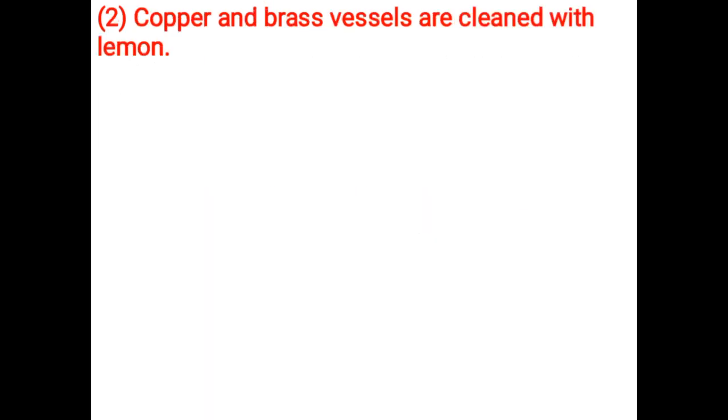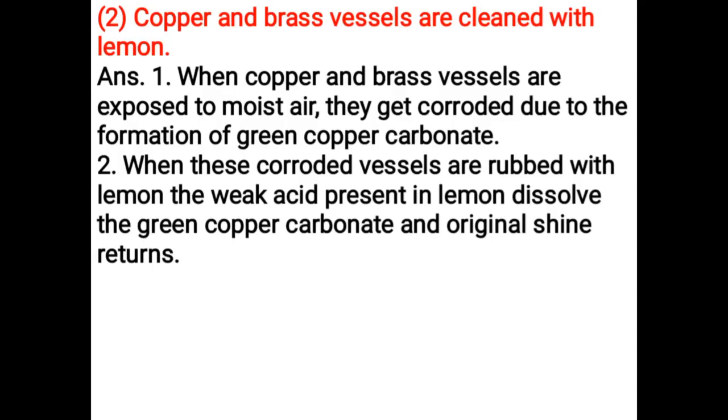Copper and brass vessels are cleaned with lemon. When copper and brass vessels are exposed to moist air, they get corroded due to the formation of green copper carbonate. When these corroded vessels are rubbed with lemon, the weak acid present in lemon dissolves the green copper carbonate and the original shine returns.